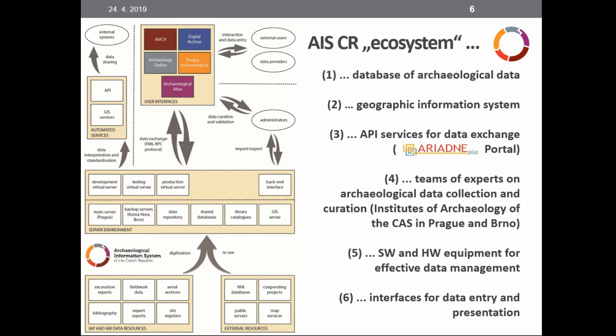So what is it? What is the Archaeological Information System of the Czech Republic? One reviewer wrote once that it's an ecosystem. We like this formulation, we are using it. So what is it? It's the database, it's the geographic information systems, it's the system of the data services we are providing, for instance, for the Ariadne Plus portal, but it's also the team of experts. They are collecting and managing data and providing research on it. It's a system of software and hardware infrastructure besides, and it's of course the couple of interfaces of the system for the data presentations towards several different publics.